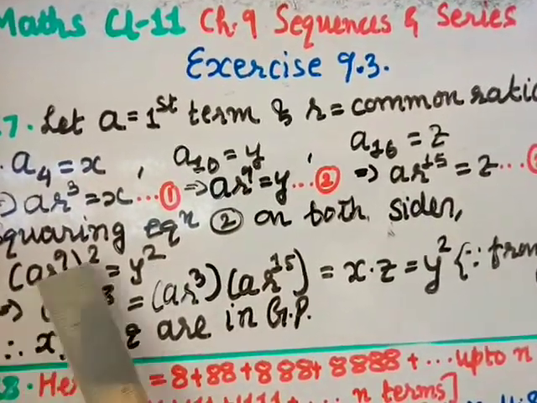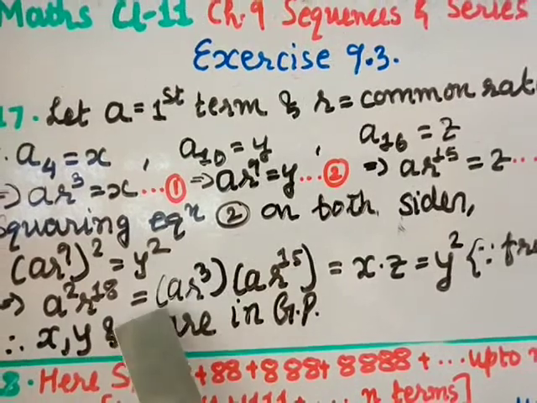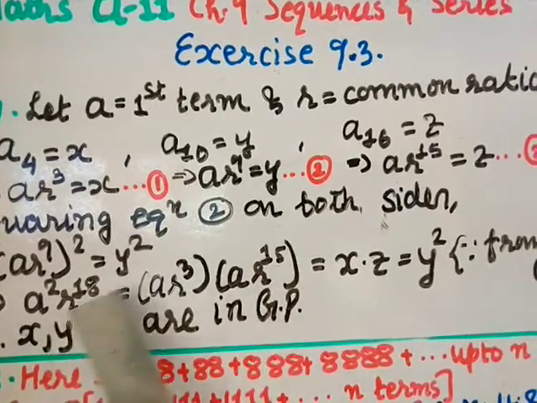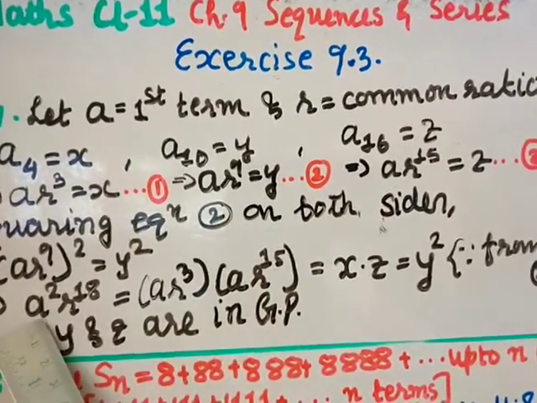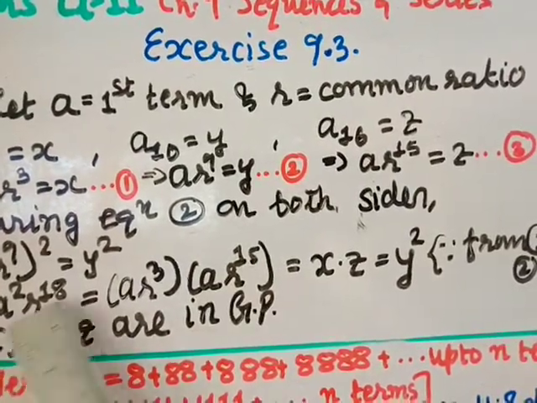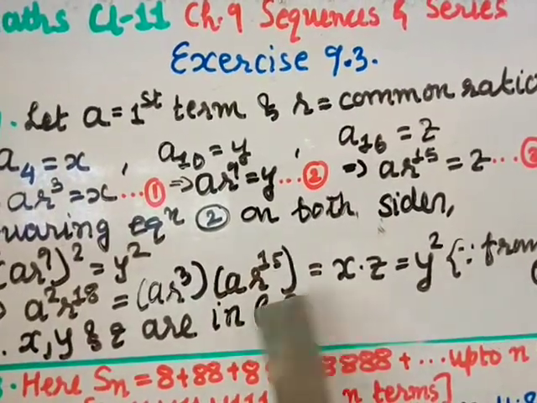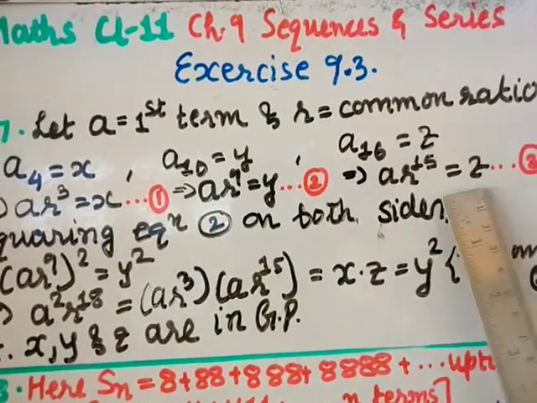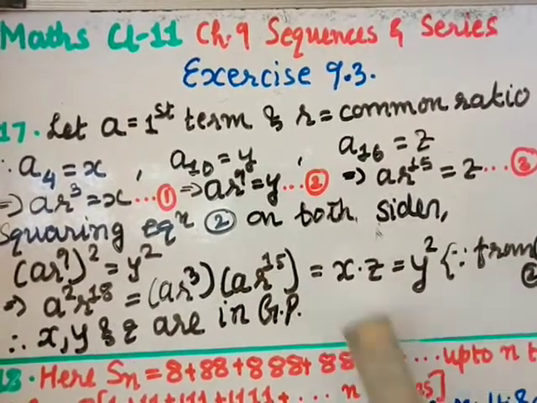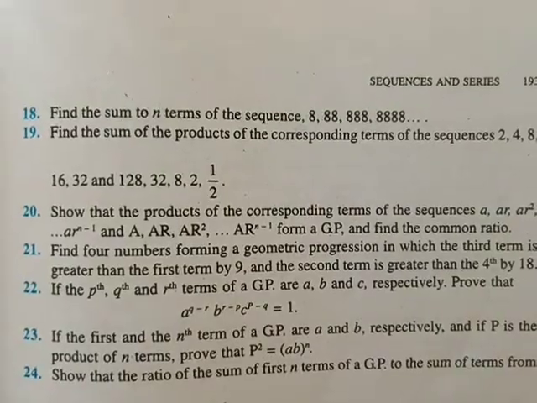Squaring each term, we get a square into r power 9 into 2, which is 18, equal to y square. I can rearrange this as a into r cube, where this a is taken from here, r cube, into another a into r power 15. Now combine together: a into a is a square, and r power 3 into r power 15 gives r power 18. But a into r power 3, from equation 1, is the value of x, and a into r power 15, from equation 3, is the value of z. So put here z, so x into z equals y square. That means if this relation is true, we can say that x, y and z are in GP, hence proved.